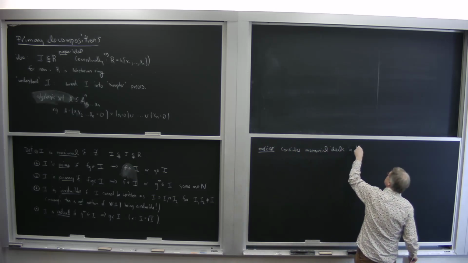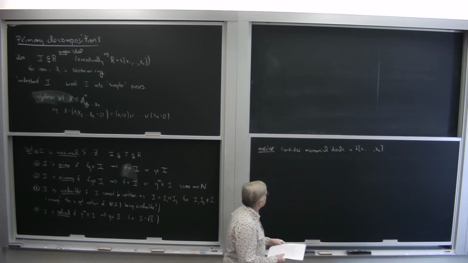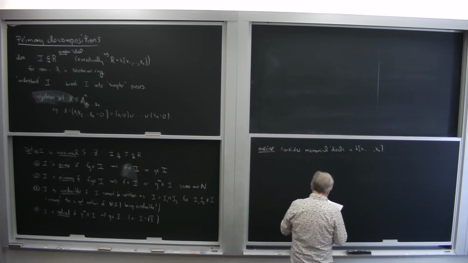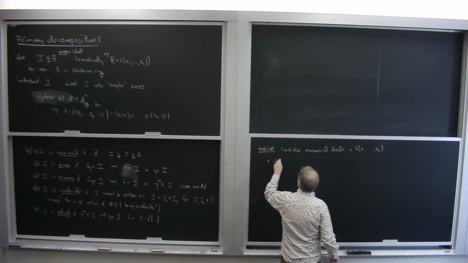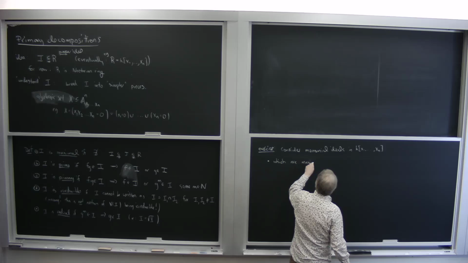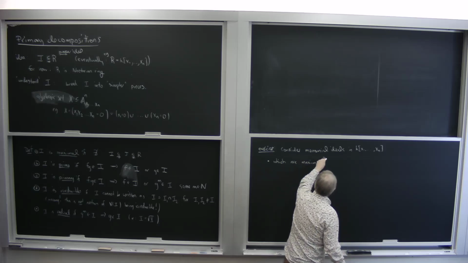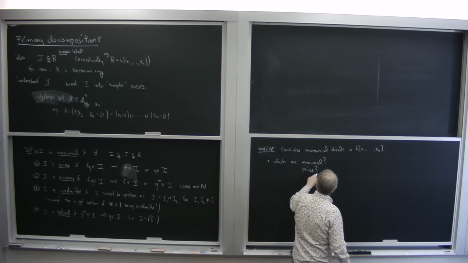In K[x1, ..., xn]. Okay, so just ideals that are generated by monomials. So the first thing is, which are maximal? Which are prime? Which are irreducible? And radical.